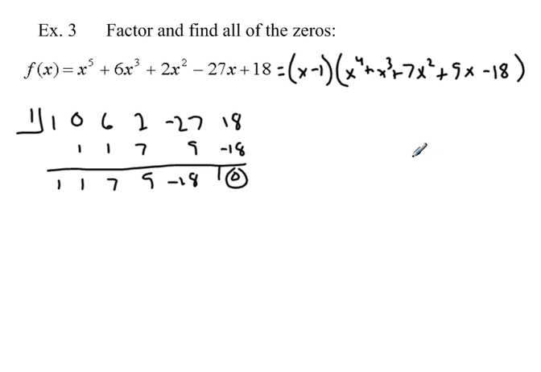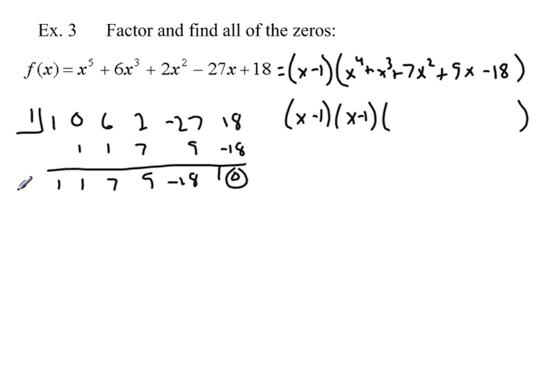So let's test some other numbers. Now, we already tested 1, but it doesn't mean 1 won't work again. So let's plug 1 in here again. That gives me 1 plus 7 plus 9 minus 18. Guess what? That equals 0, so 1 works again. Meaning, when we break this down, we're going to have x minus 1, another x minus 1 times something.